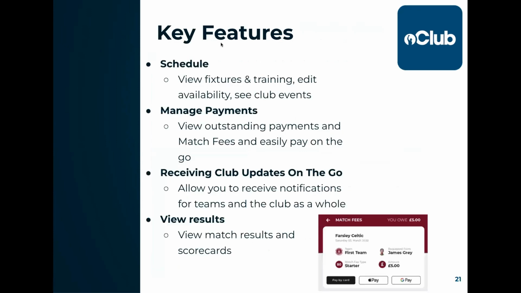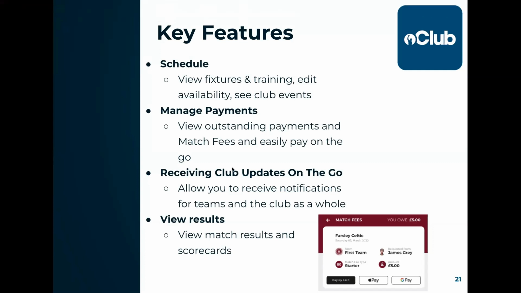So the key features are obviously the schedule, which I just mentioned. So you can view your fixtures, your training, you can set your availability, respond to team selections within there. If you're a parent, you can then also manage your child as well, manage your payments on the go. In terms of you'll get a prompt, you can then just go through your app and pay. Nice and simple, instead of having to go home, write out a check, hand it to a treasurer, etc., etc. And then another one is receiving club updates on the go.